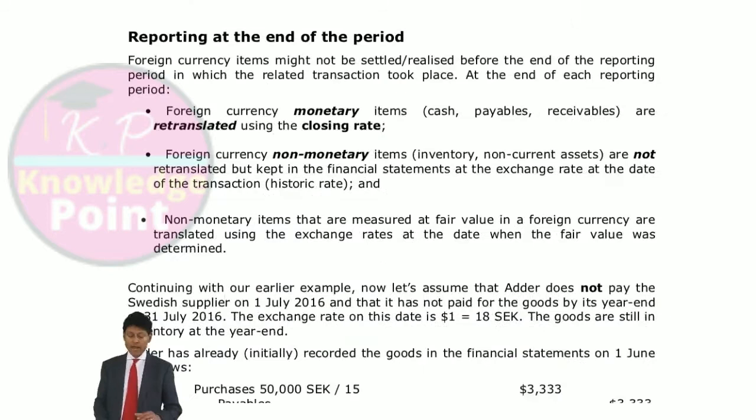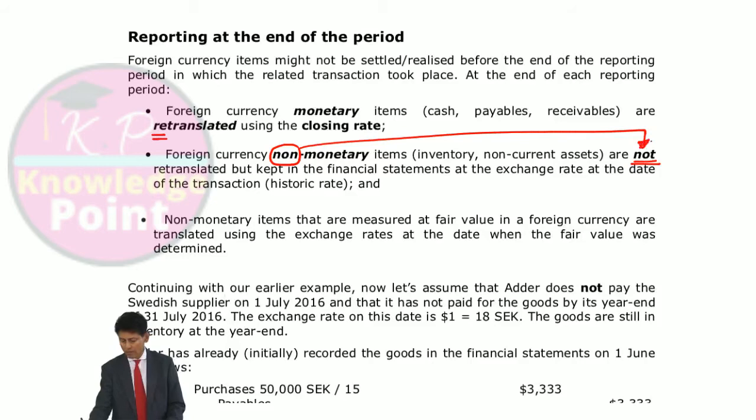The foreign currency monetary items, things like cash, payables, receivables, are retranslated. Whatever they were at the time of the transaction, you've got to retranslate them at the year end. So that's a big word, re. And if you have non-monetary items, they are not retranslated. The way I tell my students to remember it is: non, not, non, not, easy. And the fair value obviously is the same. That also is not retranslated.